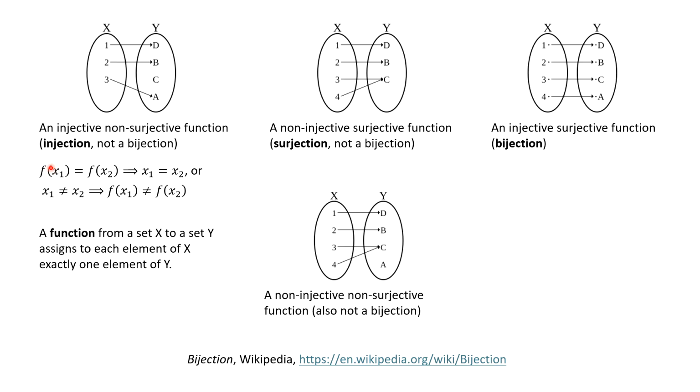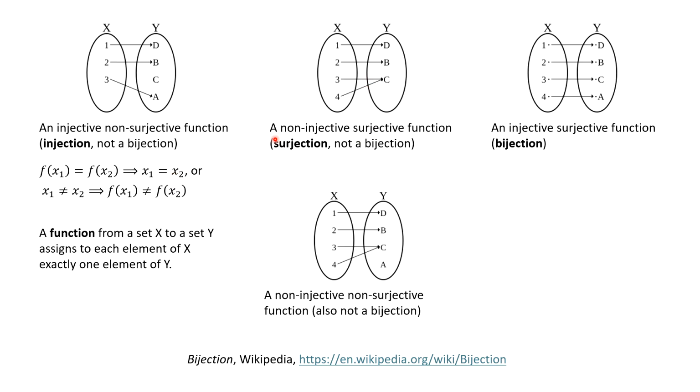The mechanism for proving that something's an injection is one of two ways. You can either take f of x1 equals f of x2 for any two elements in your domain and prove that x1 must equal x2, or you could do it by contrapositive: take two elements in your domain that are unequal and show that the mapping under the function is not equal.